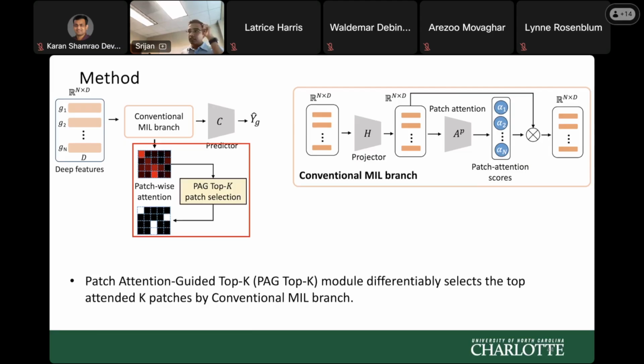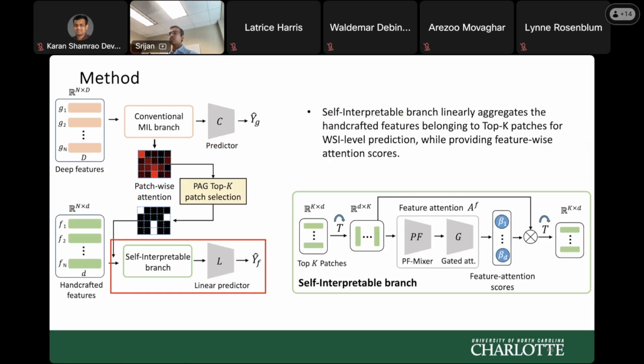How? Take this information about which top K patches are important. For those top K patches, take the handcrafted features and send them to the self-interpretable branch. In the self-interpretable branch, where we take only the top K patches important for performing the survival task, we take the features and provide a feature-level attention. Remember that these are handcrafted features, so we know what features correspond to what properties.